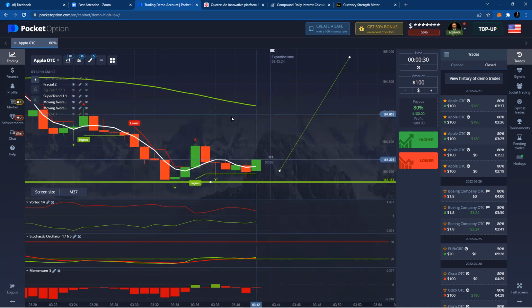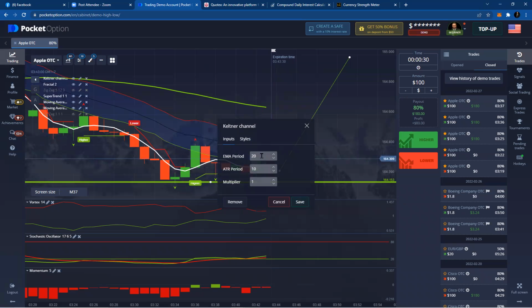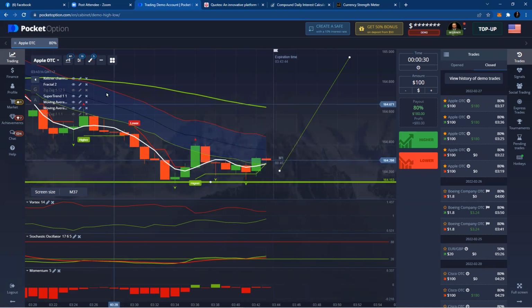So the settings for the Keltner one more time? I've got one right here. People do it differently. Mine is set to 20 for the EMA period, 10 for the ATR period, and 1 for the multiplier. Thank you. Okay.